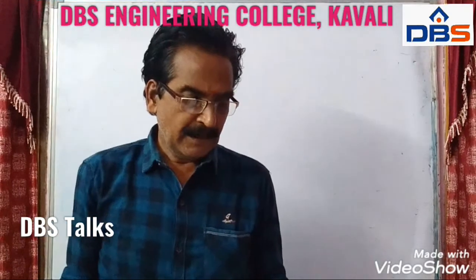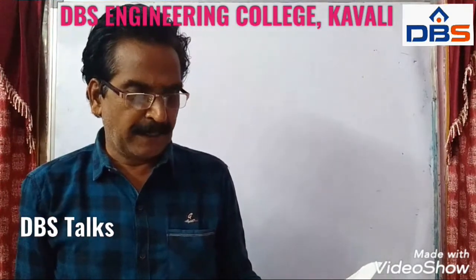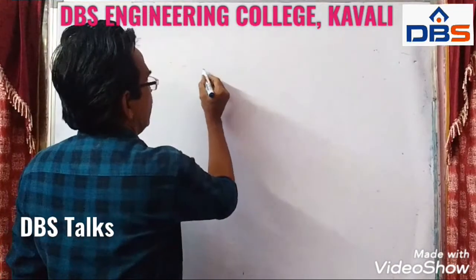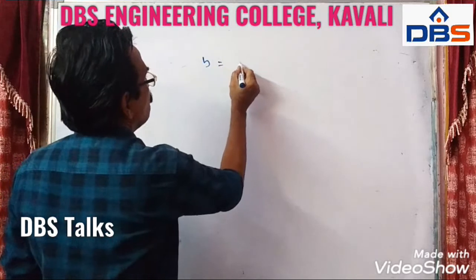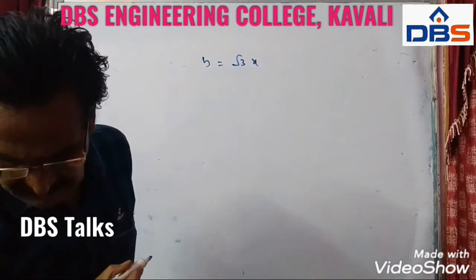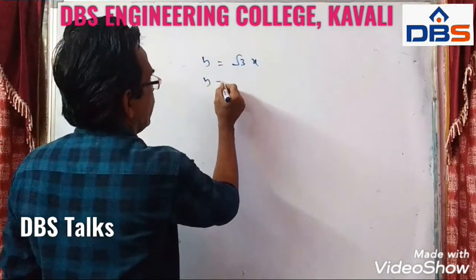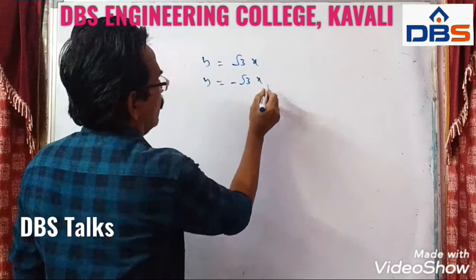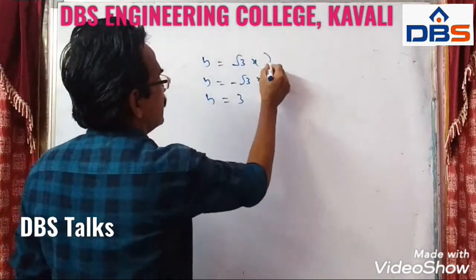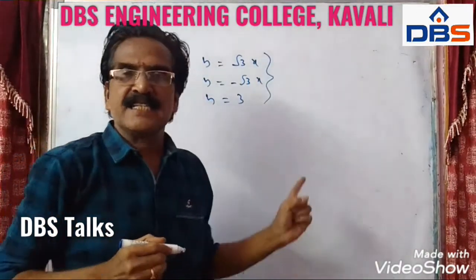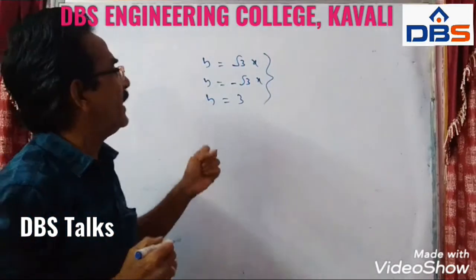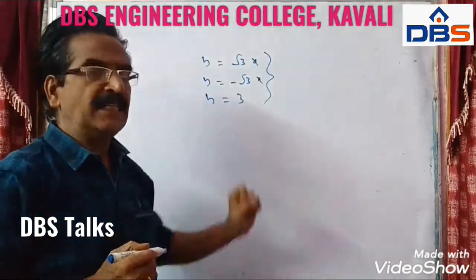Find the incenter of the triangle formed by the straight lines. The straight lines are y is equal to root 3 x, one line, y is equal to minus root 3 x, and the third one, y is equal to 3. These are the three lines, the sides of a triangle. Now we have to find the incenter of that triangle.